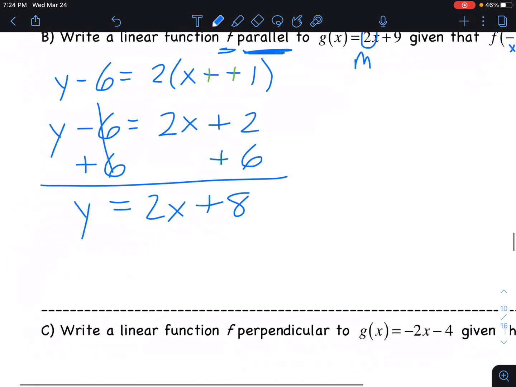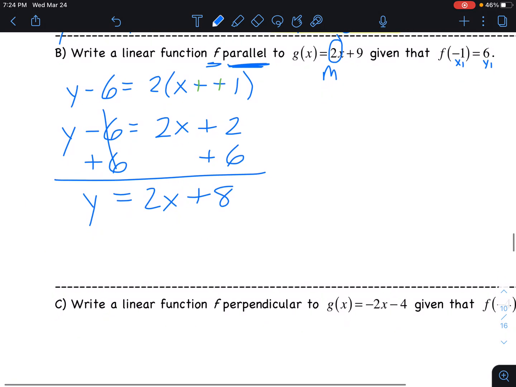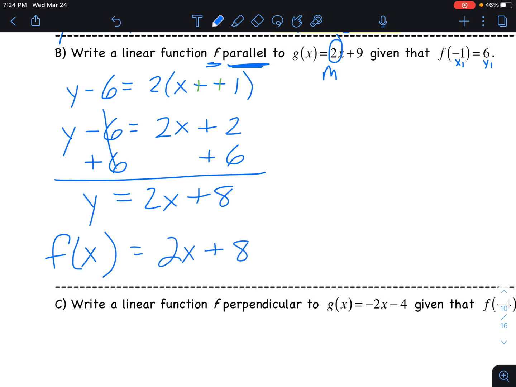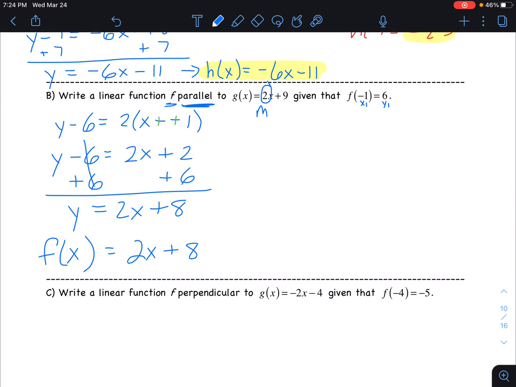And there it is in slope-intercept form, but we're going to make one final adjustment. Our goal is to write a linear function f, so no y equals. You have to write f of x equals 2x plus 8. So that's it for parallel lines. Remember, when it says parallel, you're looking at the equation it gives you, and you're taking that exact slope.